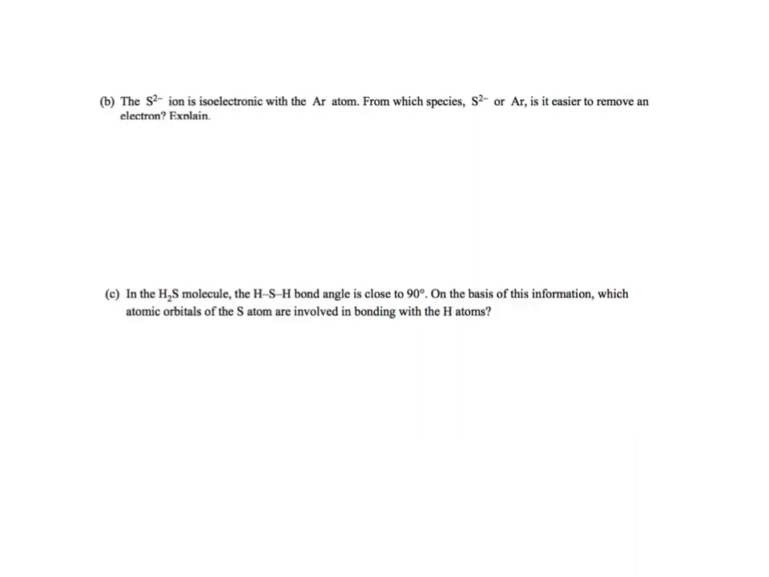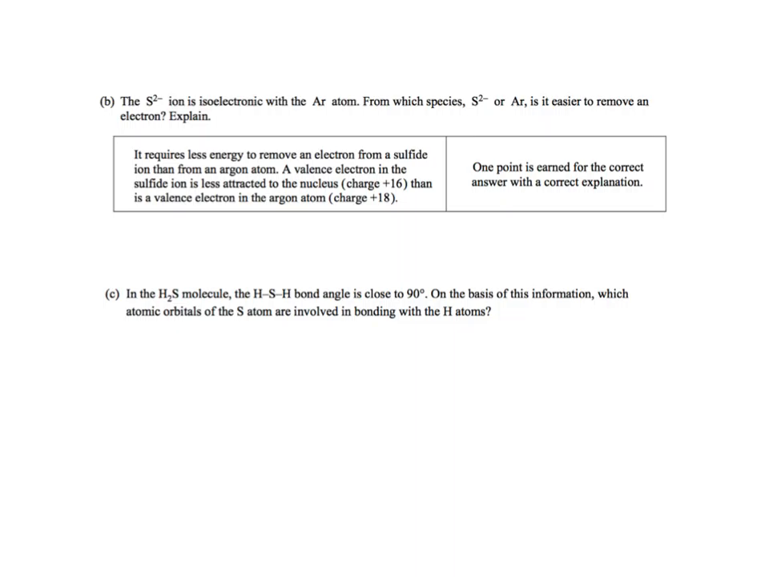Be sure that you know or remember what the word isoelectronic means. It means that you have the same electron configuration. So the S2 minus ion, the sulfide ion, is isoelectronic with argon. The difference between the two is that argon has a greater nuclear charge. And that means that it's going to be harder to remove those electrons. Well, actually the question asks which one is easier, so okay, fine. S2 minus is easier to remove electrons from than argon.